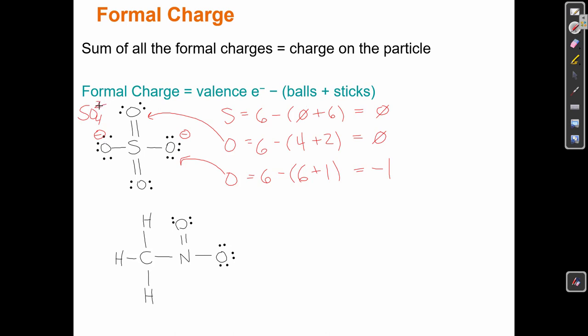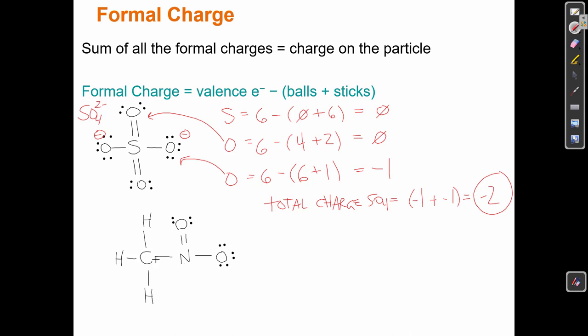So SO4 2- tells us there are two negative charges, and here they are. One is on this oxygen, and one is on this oxygen. So when I add up those charges, the total charge of SO4 equals minus 1 plus minus 1. Right? That's what it's saying here, the sum of all formal charges. So plus minus 1 plus minus 1 equals minus 2. This is the total charge on the particle.